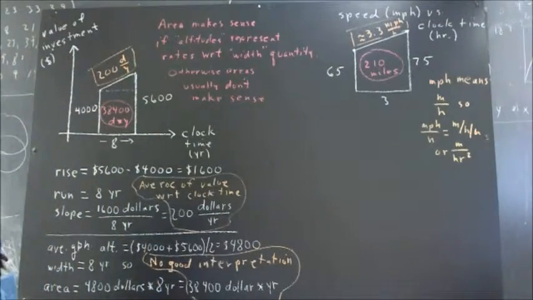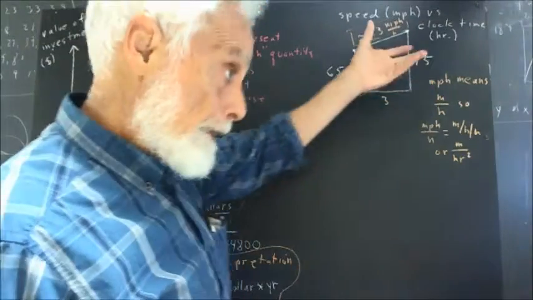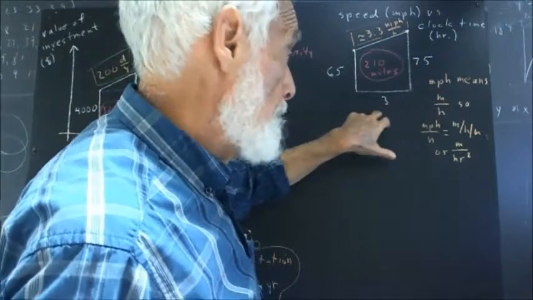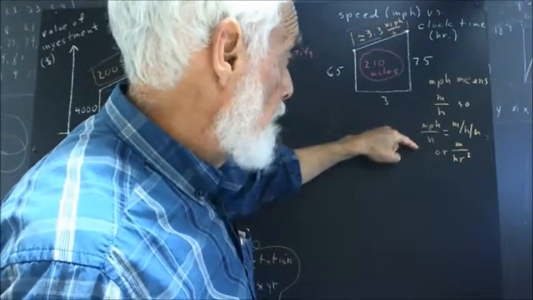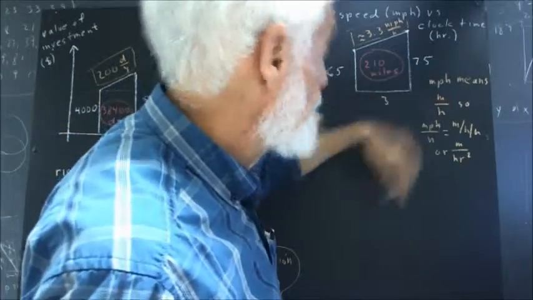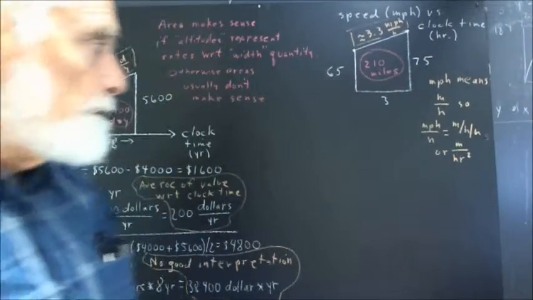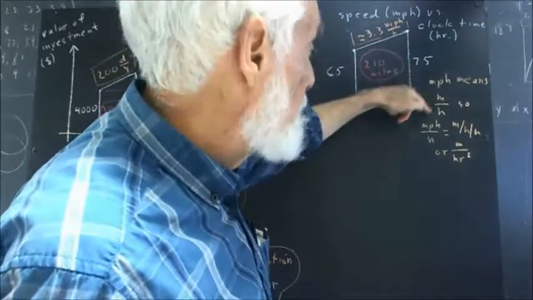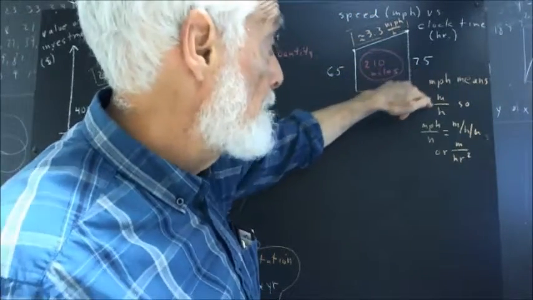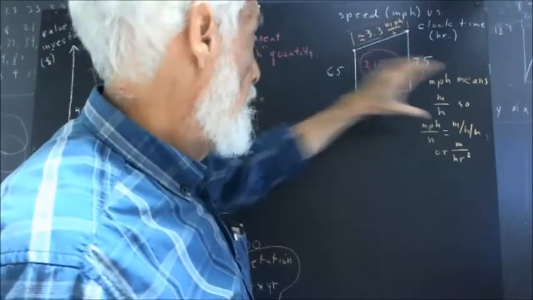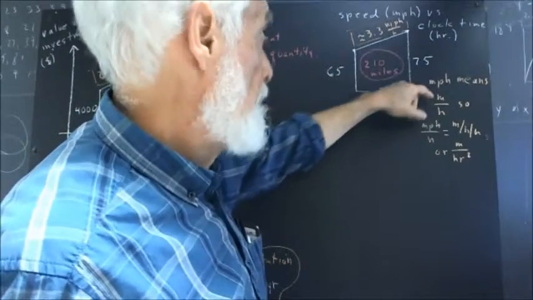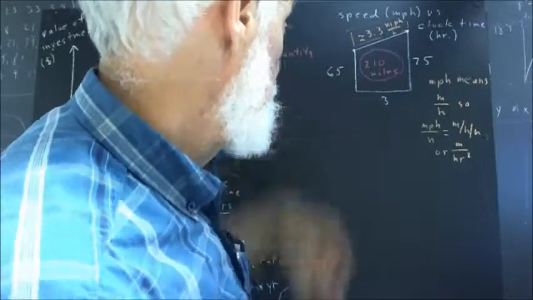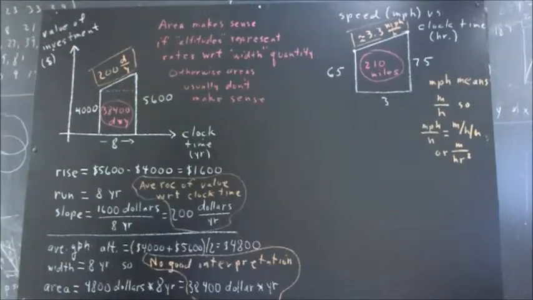Now what about the area? Well, that one's really easy to calculate. The mean between 65 and 75 is 70. Multiply that by 3. That's 70 miles per hour multiplied by 3 hours. 70 miles over hours multiplied by 3 hours gives us 210. Miles over hours times hours. Hours divided by hours is unity. We end up with miles. Okay, so that's very straightforward.